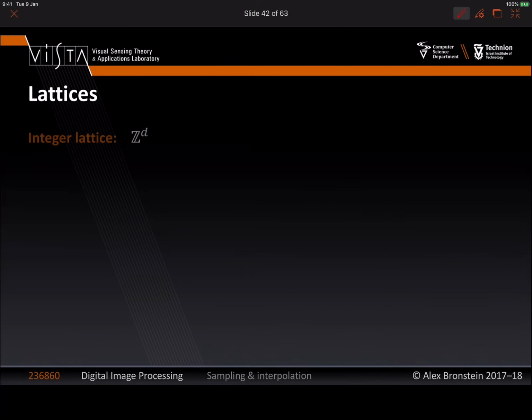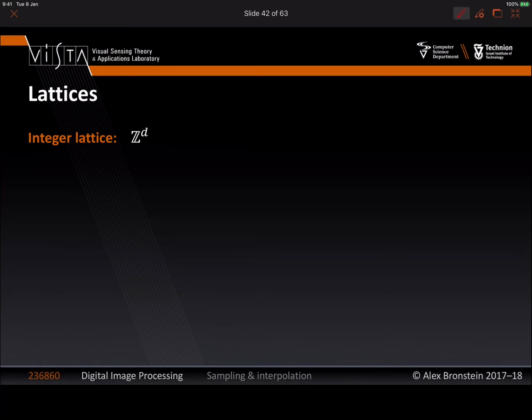Okay, so let's define the mathematical tool that will allow us to express the action of these real sampling devices. And for that, we are going to define the notion of a lattice. Okay, so we started with the integer lattice. We did all our sampling so far on the integer lattice, and this resulted in some canonical unit cube that we had in the Fourier domain, where the function had to be band limited.